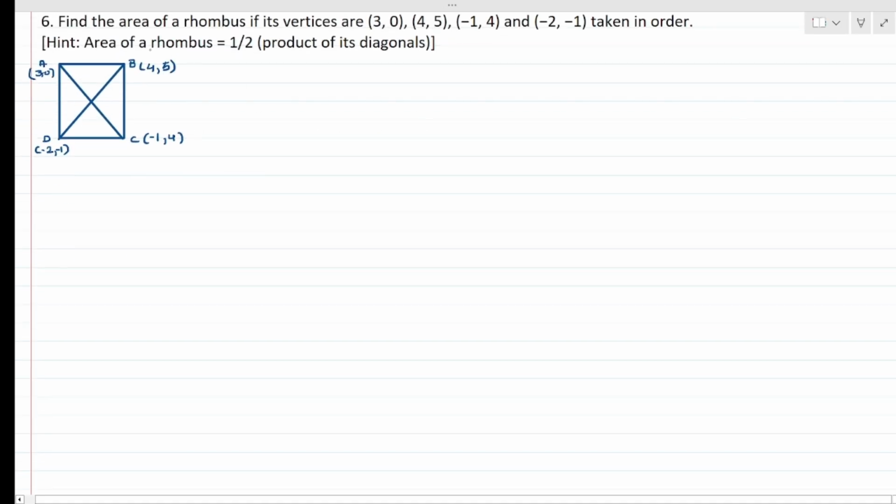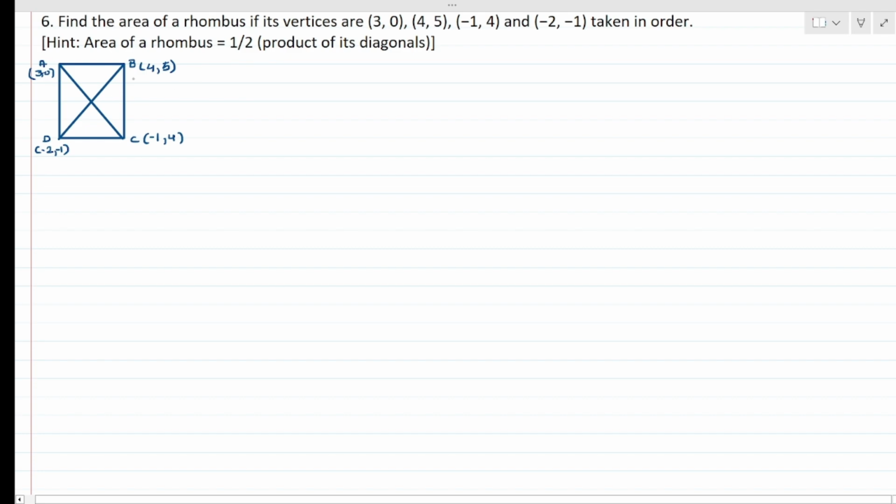The last question of this video is: find the area of the rhombus if the vertices are. Again, I am telling you this thing: whenever you are given any quadrilateral, you should follow the rule of naming it in a clockwise direction or anti-clockwise direction.